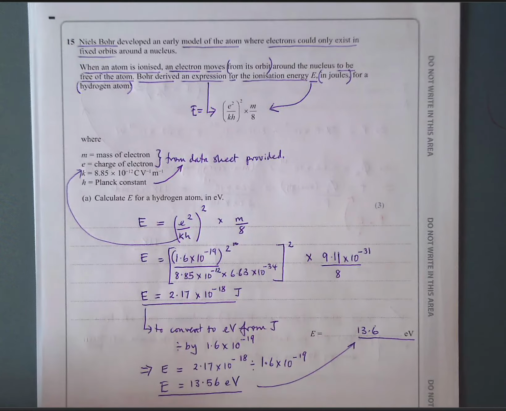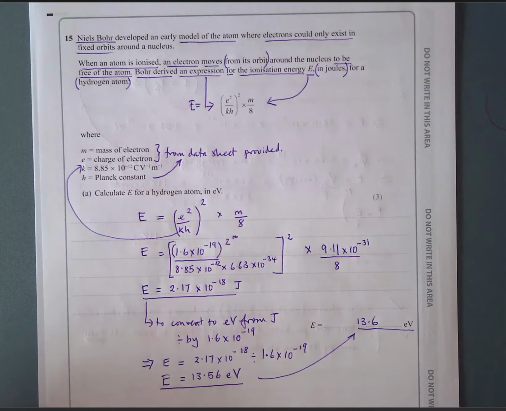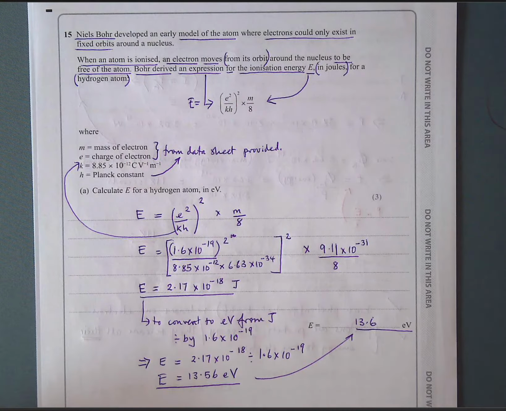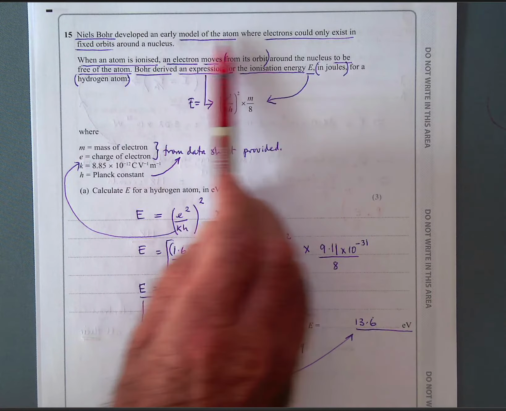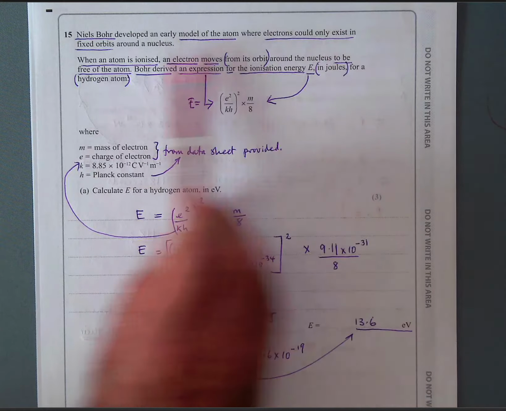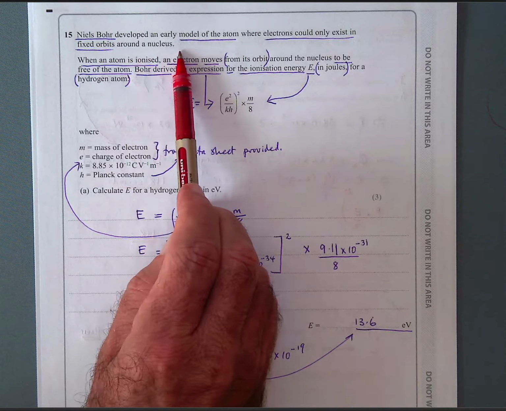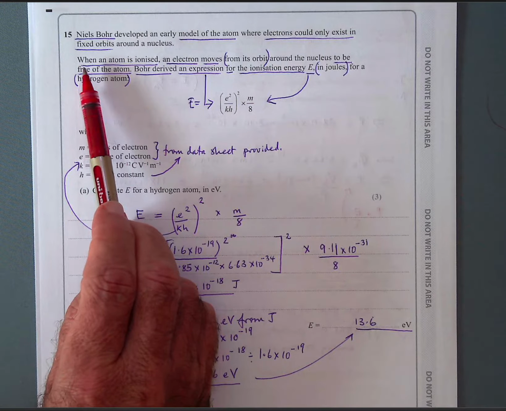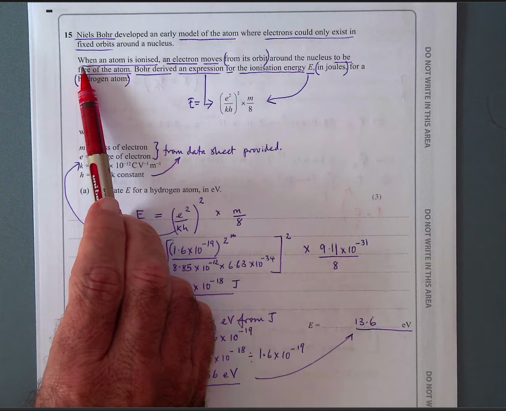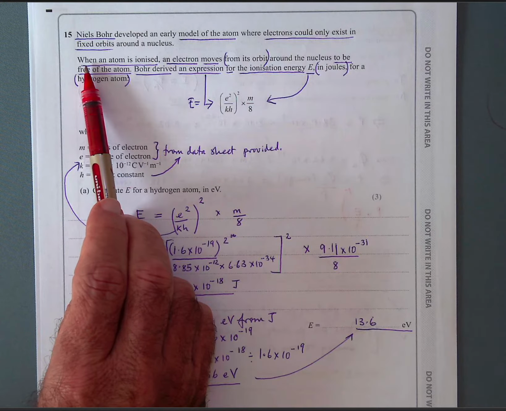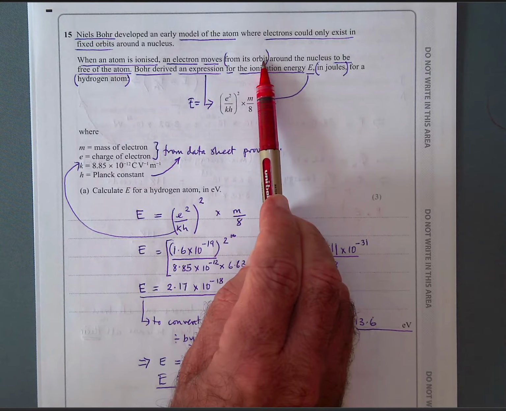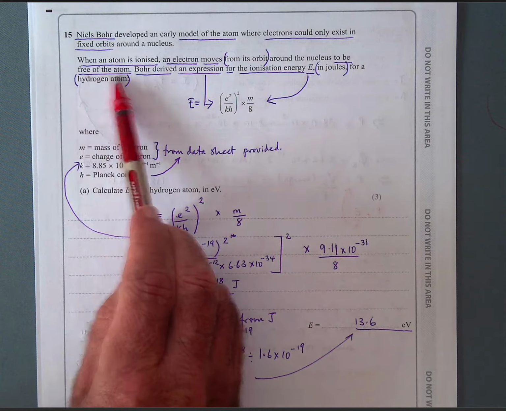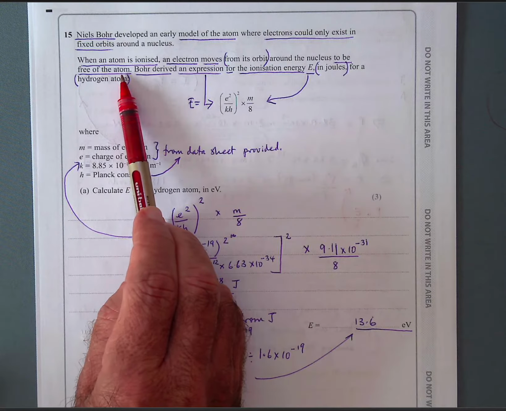Okay, the next question is the Bohr model of the atom. Okay, question 15. Niels Bohr developed an early model of the atom where electrons could only exist in fixed orbits around a nucleus. So we know that already from our studies in GCSE. When an atom is ionized, an electron moves from its orbit around the nucleus to be free from the atom. Yeah, free of the atom.